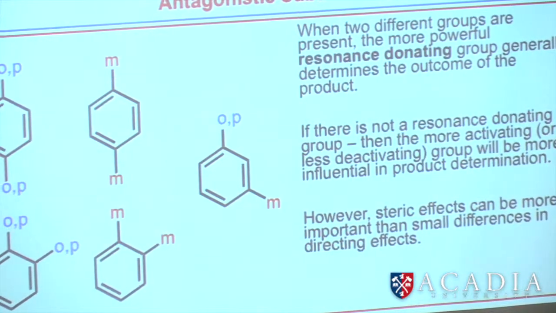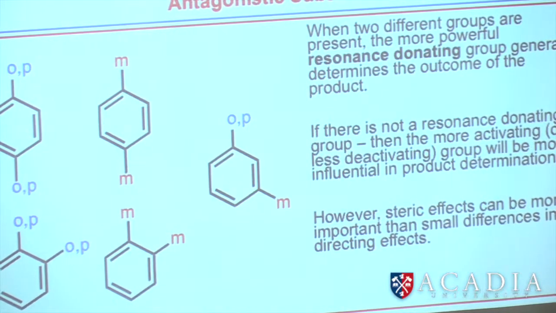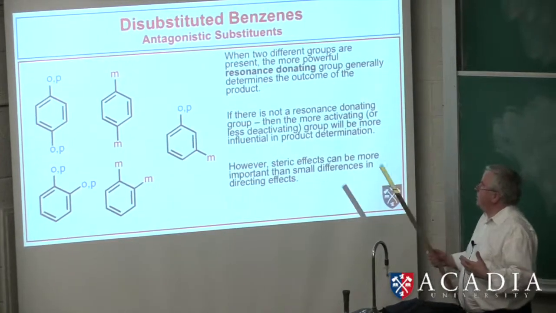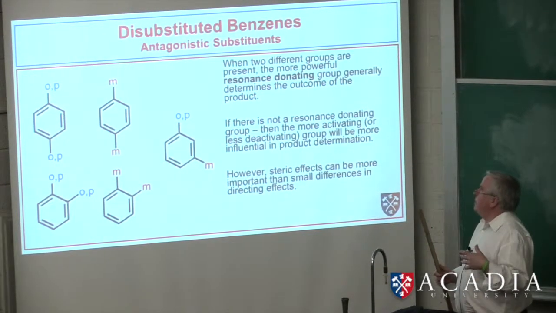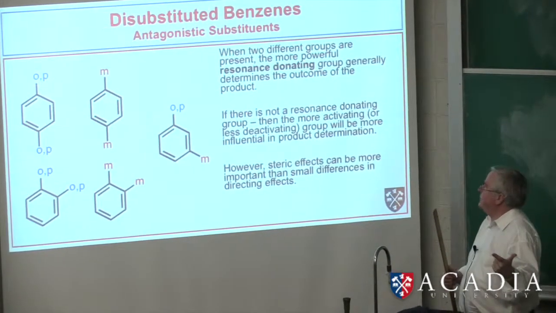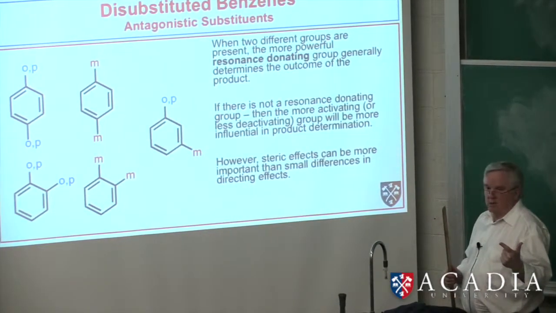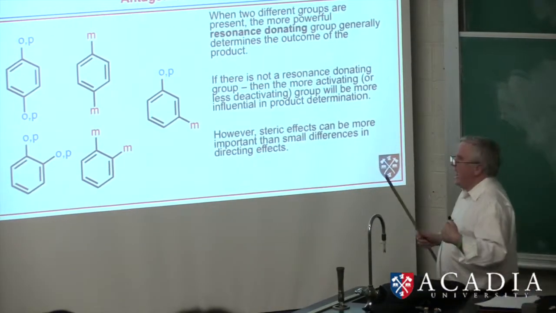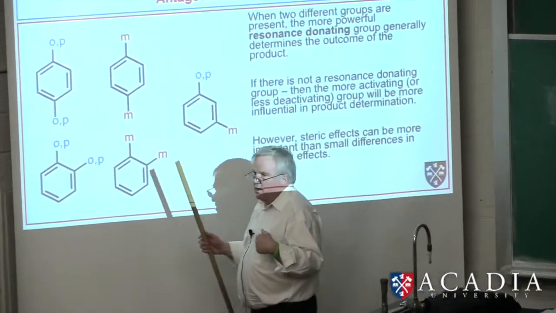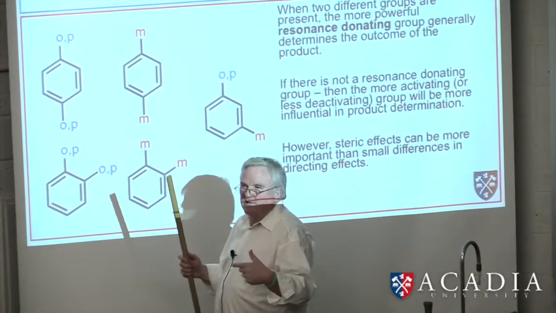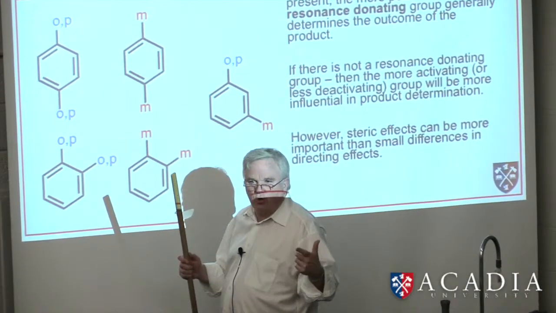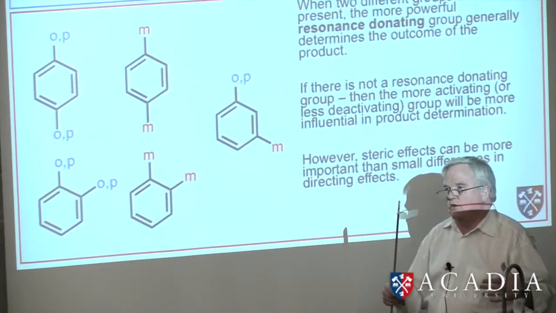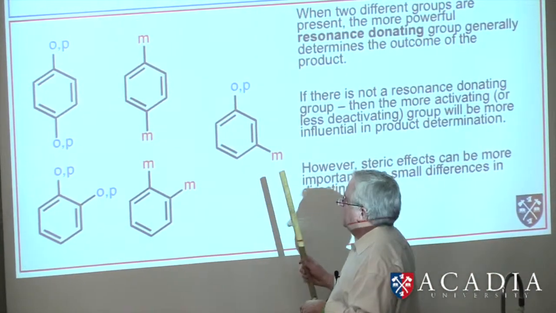With disubstituted benzenes, you're going to have a little bit more of an analysis to do. Typically, when two different groups are present, the more powerful resonance donating group generally determines the outcome of the product. So the resonance donating group dominates, okay? And that's because it's going to be activating through resonance to those positions ortho and para to it. So it's more activating than the other one is deactivating, typically.